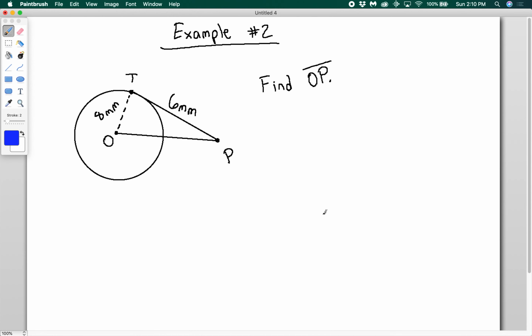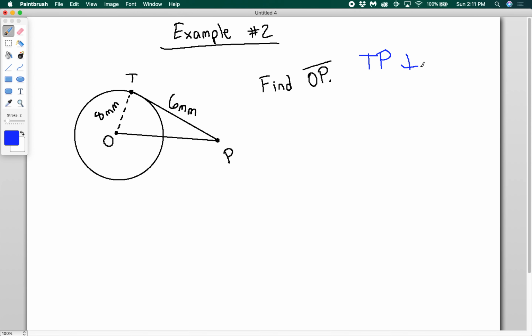All right, let's do another one. So now I have this circle O. This is obviously not drawn to scale because my 6mm line is much longer than my 8mm line, but I am not known for drawing things to scale, so sorry. Things that I know here: I know that TP is tangent to this circle. That's just something given. I should write it.